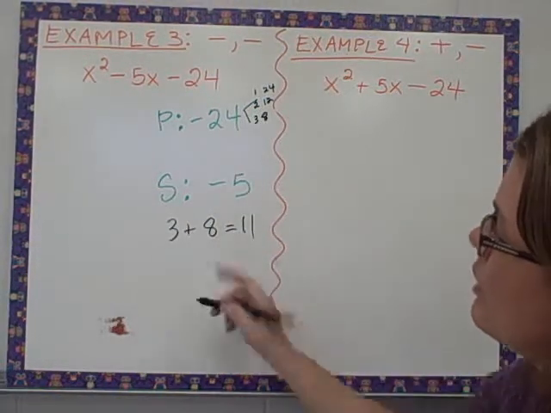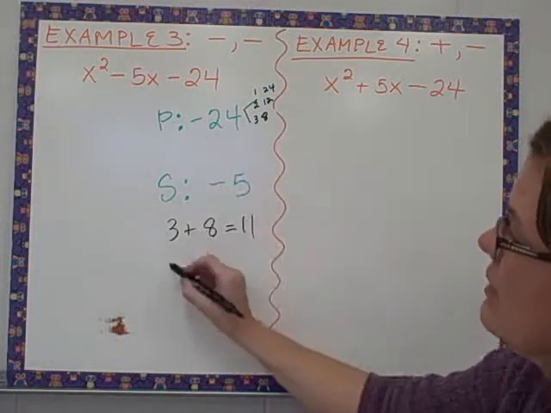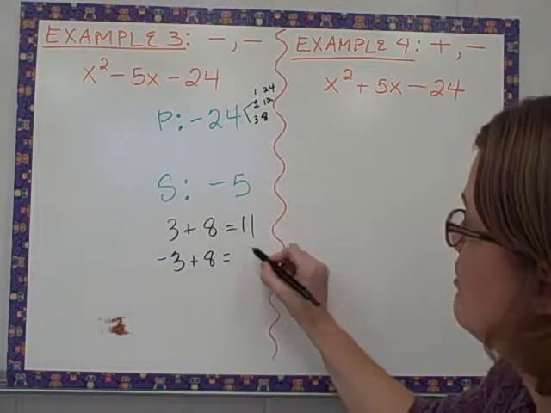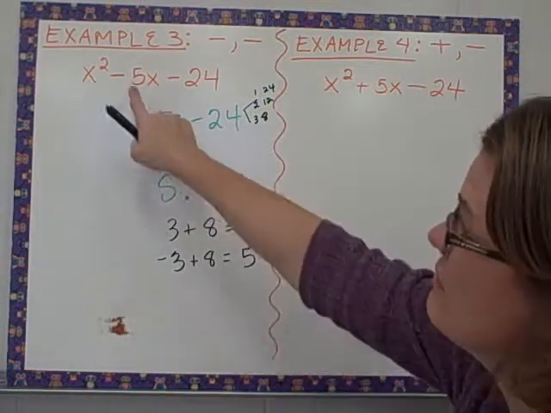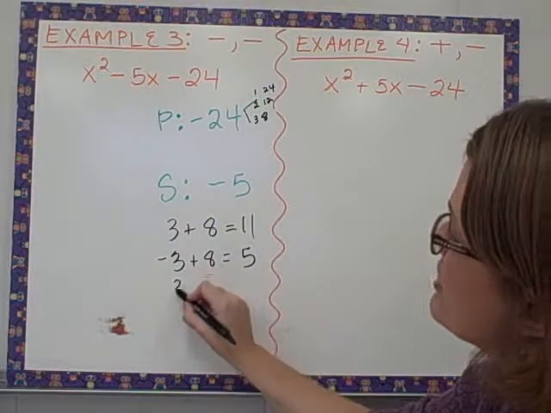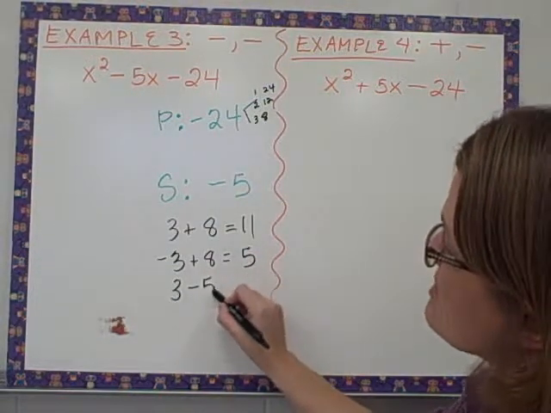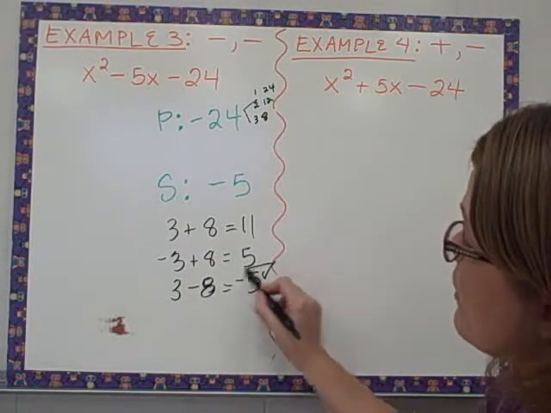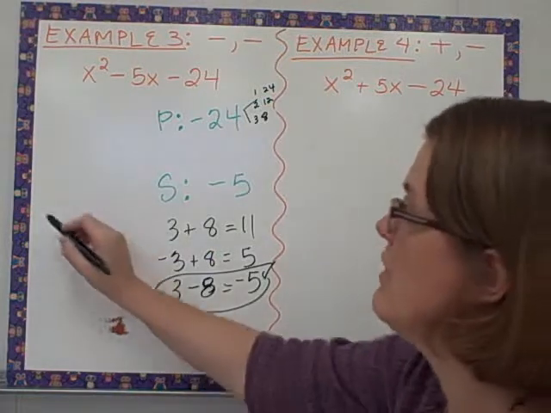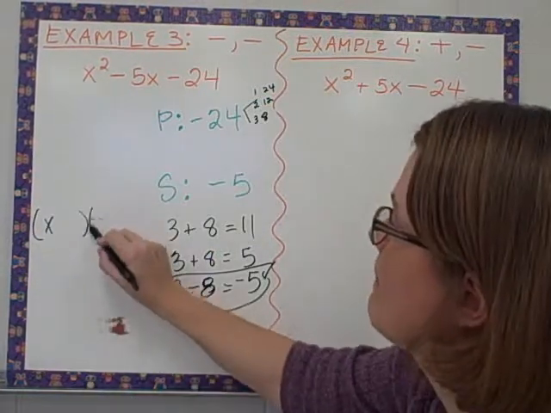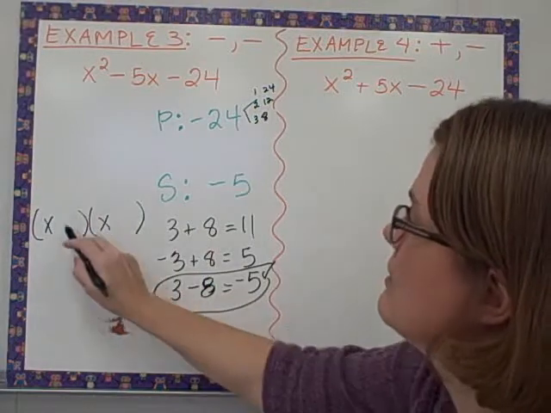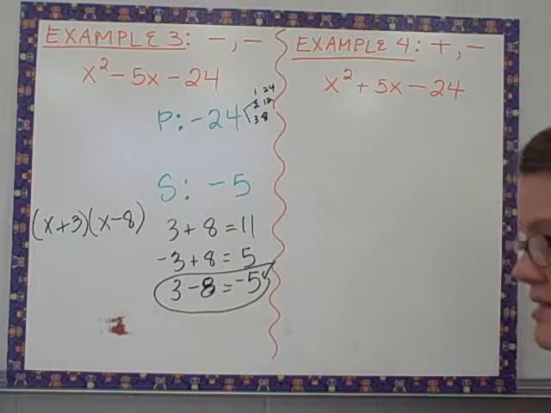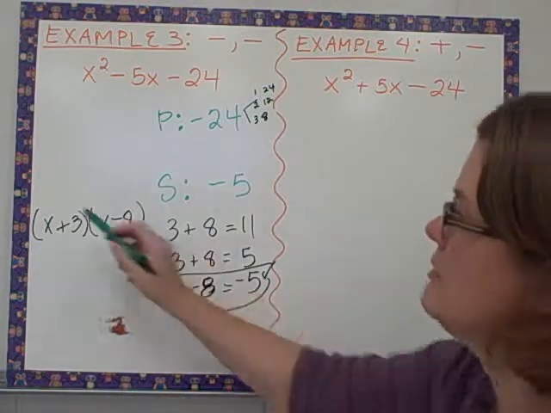That gave us 11. But we know now that we need one of these to be negative. So if we do negative 3 plus 8, negative 3 plus 8 would be a positive 5. Do I need a positive 5? No, I need a negative 5. So let's change it. 3 minus 8 will give me a negative 5. That's what I want. So that means my two factors are going to be x plus 3 and x minus 8.